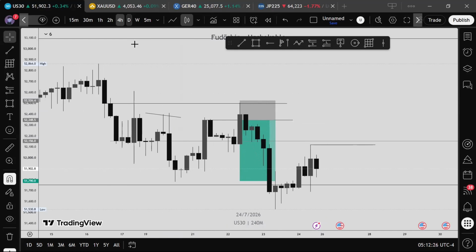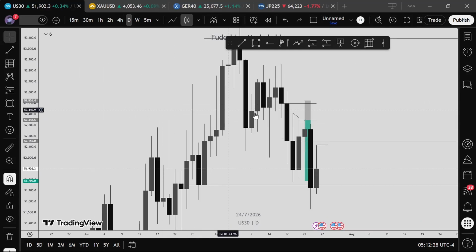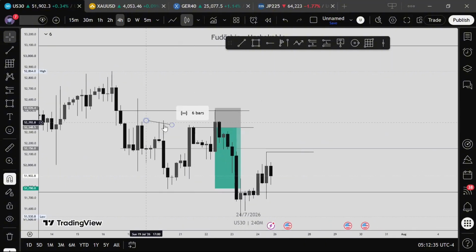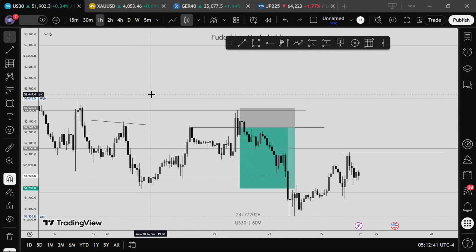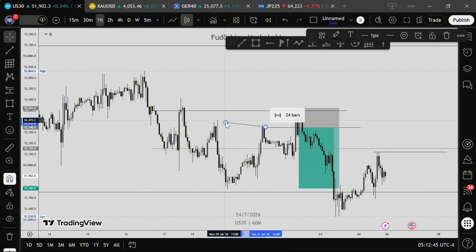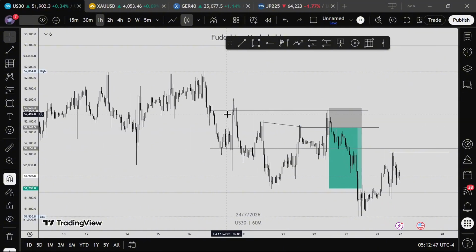Let me check something. Yep. So immediately price swept these two guys right here. For me, more of it was even on the 1 hour time frame. So immediately price swept these two liquidity for me.